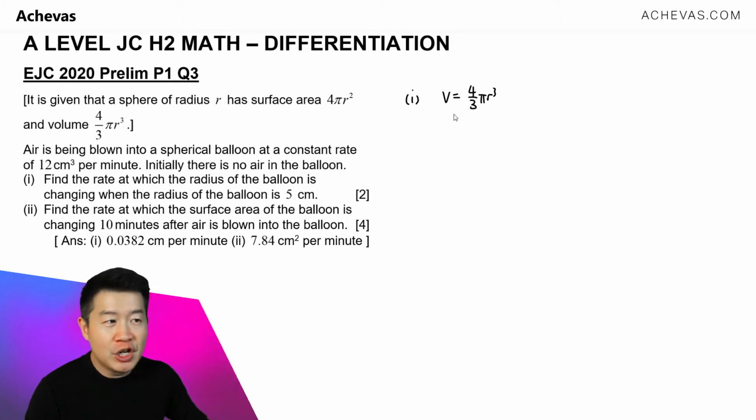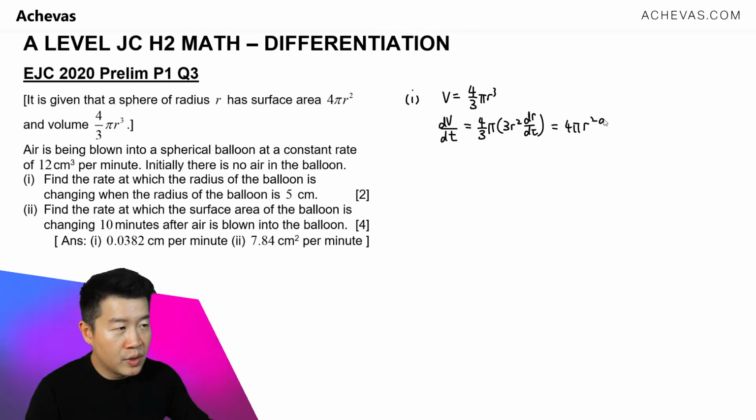And to get the rate of change equation, let's apply implicit differentiation to this. On the left-hand side, if I were to differentiate this with respect to t, we will have dV/dt. On the right-hand side, differentiating it with respect to t, differentiating this variable with respect to t gives us a 3r² dr/dt. So dV/dt is equal to 4πr² dr/dt.